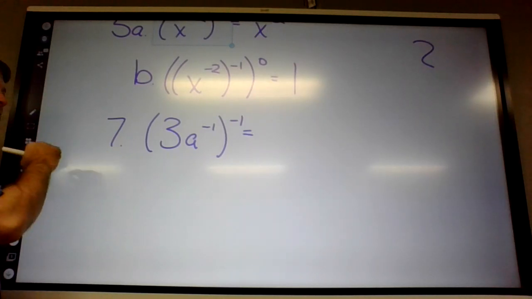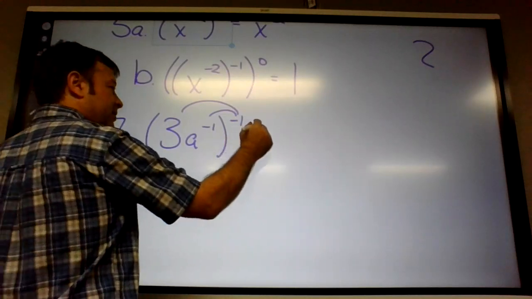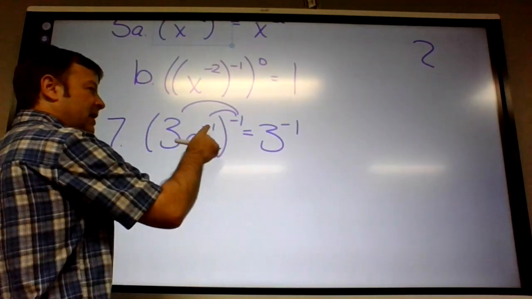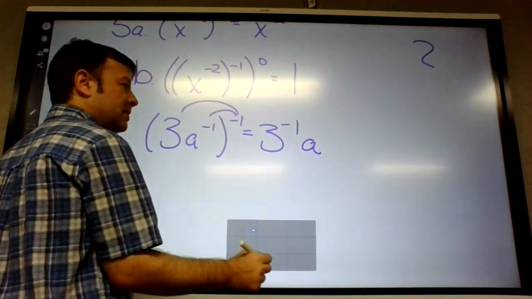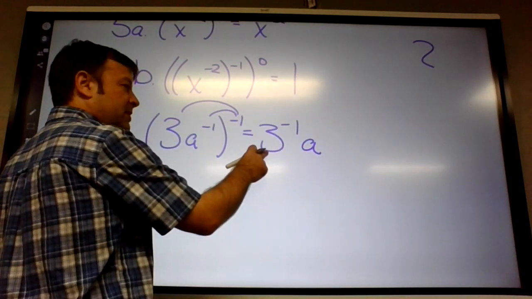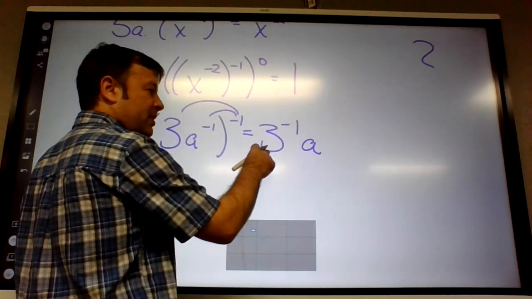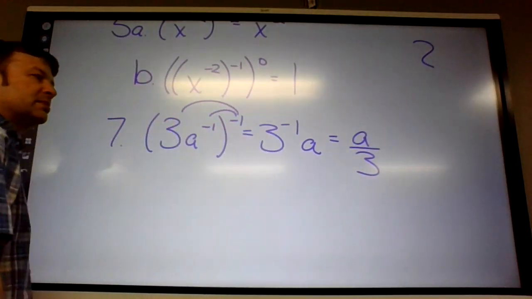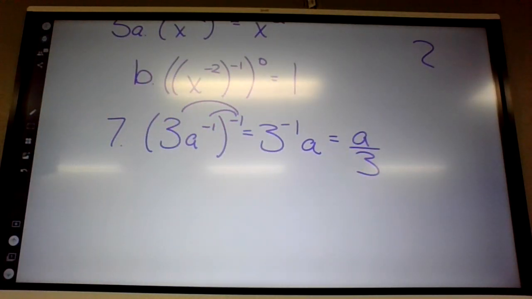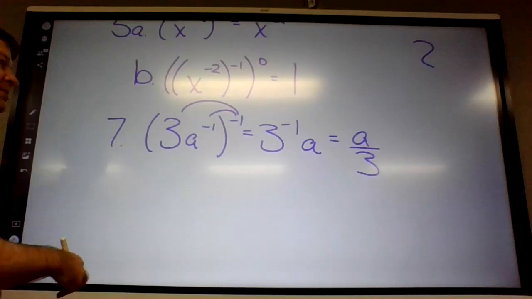So how would we do this? Well, this will be 3 to the -1 and a to the what? 1. Just a. But the 3 to the -1, usually they don't want you to leave a negative exponent, so this is going to go to the bottom. So this is a over 3. 3 to the -1 is 1/3. 1/3 times a is a over 3. Anyway, it just goes to the bottom.